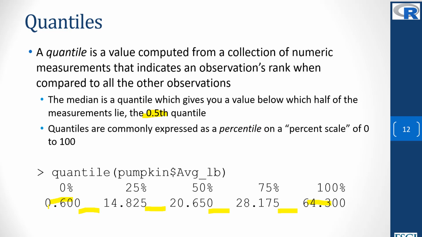And so you see here, running the quantile function in R with our pumpkin weights, we get a 0% through 25% quantile, and observations will fall somewhere in that range. And then the 50% quantile, this is our median, and then 75% and 100% for the maximum value.